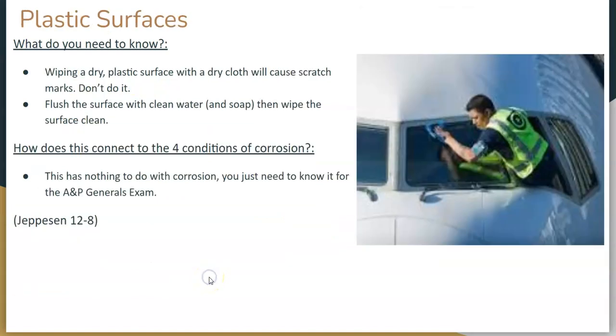Let's move on. So, plastic surfaces. Something you should know about plastic surfaces is that when you're wiping a plastic surface with a dry cloth without having it previously wet, it could cause scratch marks. Don't do that, especially on the windows. Not a good idea. So you always want to start by flushing the surface with clean water and soap and then wiping the surface clean.